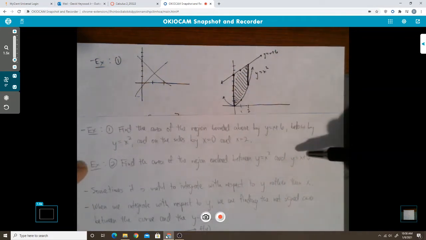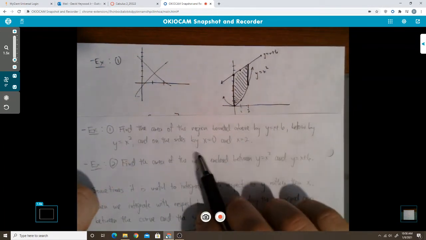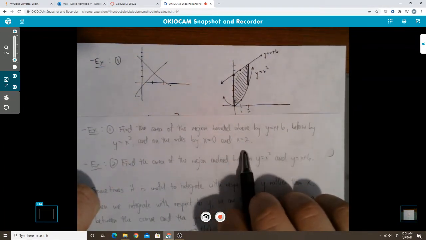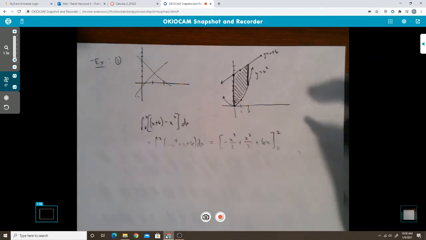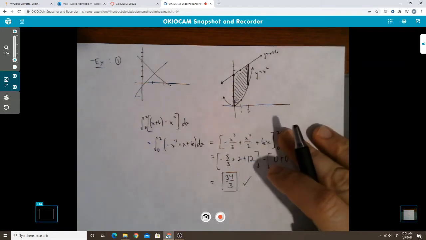So this next one says, find the area of the region enclosed between y equals x squared and y equals x plus 6. Well, same functions as before, but this time it's not bounded on the sides by 0 and 2. So we're going to have to do some work to figure out where these curves intersect so that we know where to integrate between. So let's again draw a picture.